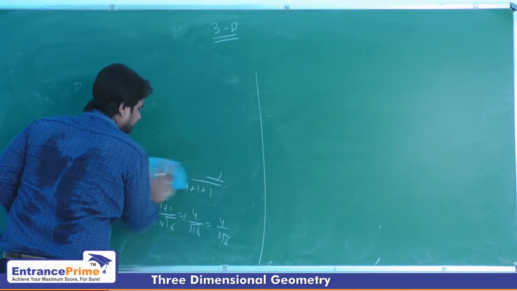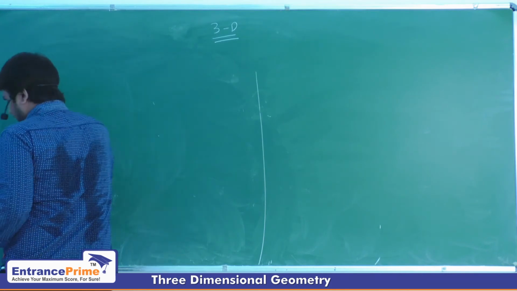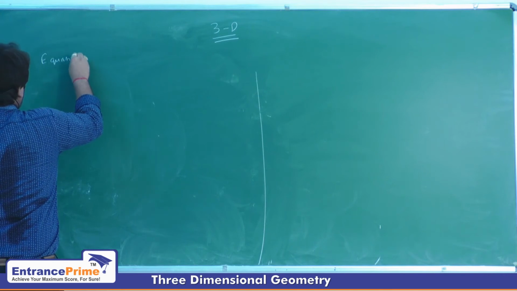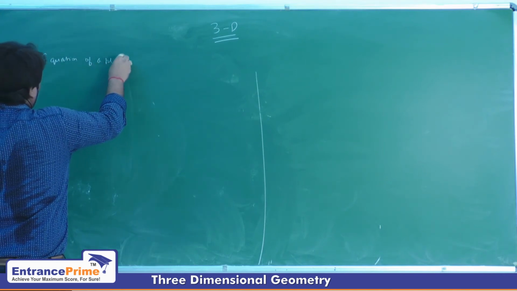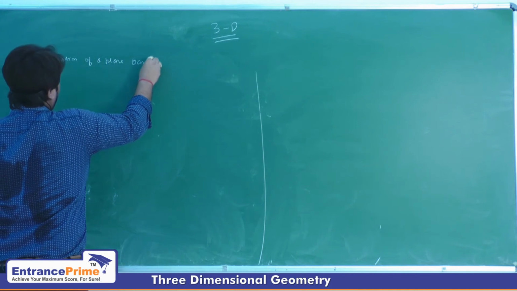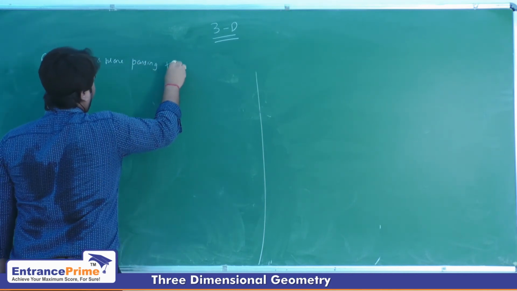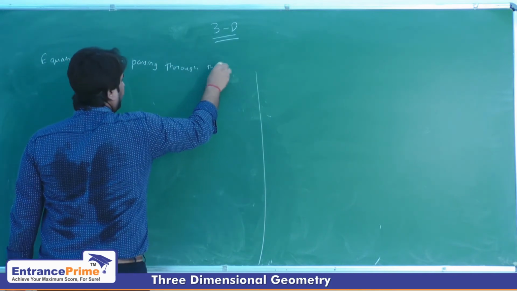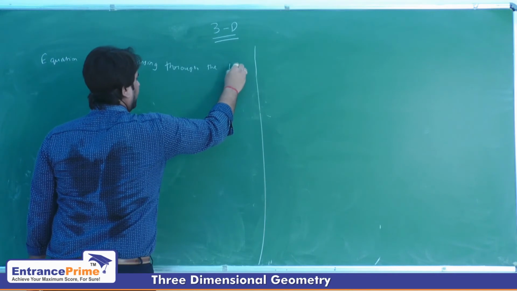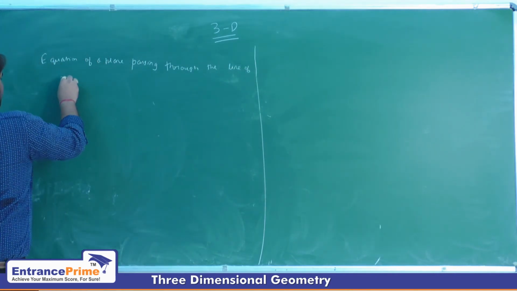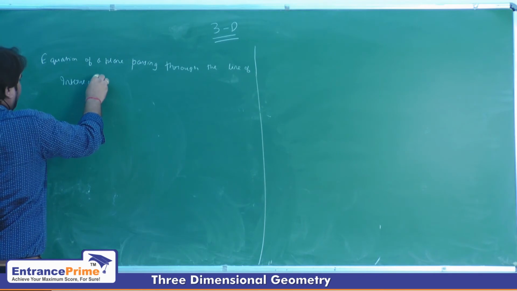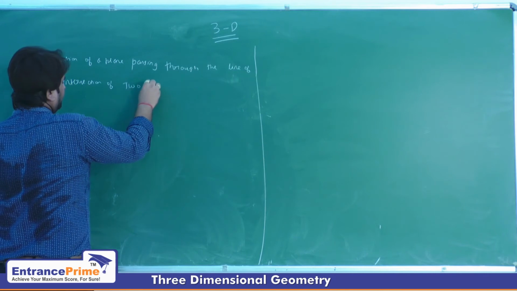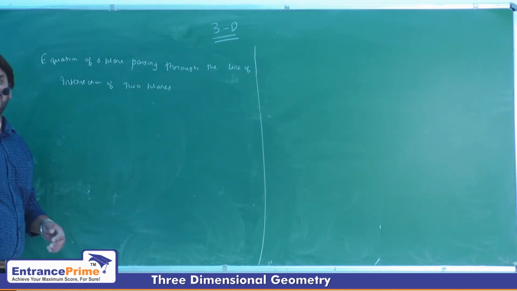Our next topic is, write down our next topic, equation of a plane passing through the line of intersection of two planes. Okay, this we have studied in coordinate geometry.